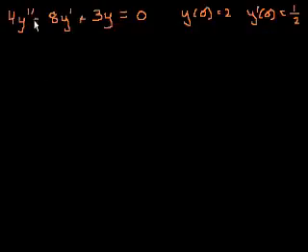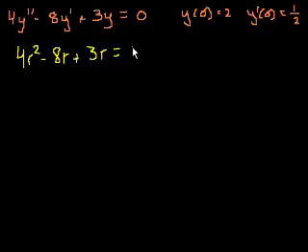mechanically. So if this is our original differential equation, the characteristic equation is going to be, and I'll do this in a different color, 4r squared minus 8r plus 3 is equal to 0. And watch the previous video if you don't know where this characteristic equation comes from.